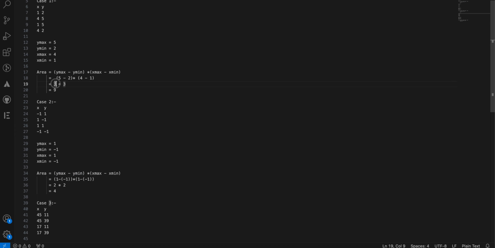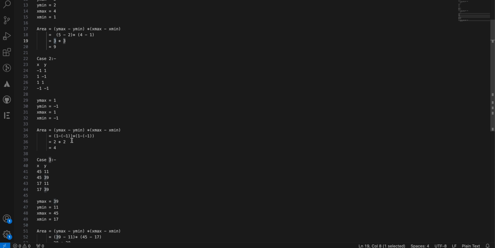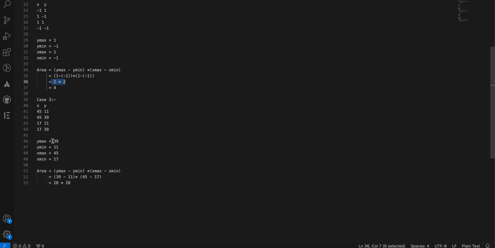As you can see here, x max minus x min is 3 and y max minus y min is also 3. Similarly, y max minus y min is 2 and x max minus x min is also 2. Similarly here also y max minus y min is 28 and x max minus x min is also 28. So we don't have to calculate both maximums and minimums of both x and y. You can just calculate one and then just square that value, right?